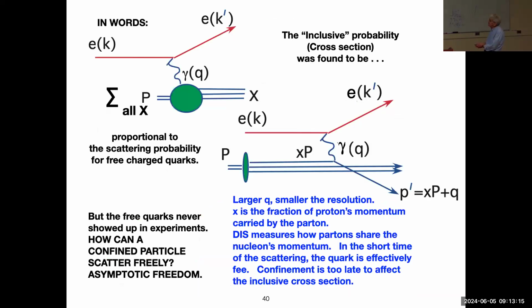Let's see what happens. Okay, so in words here, the inclusive probability or cross-section was found to be proportional to the scattering probability of free charged quarks. But the quarks never showed up in experiments. So how can a confined particle scatter freely? And it's amazing how things fit together.